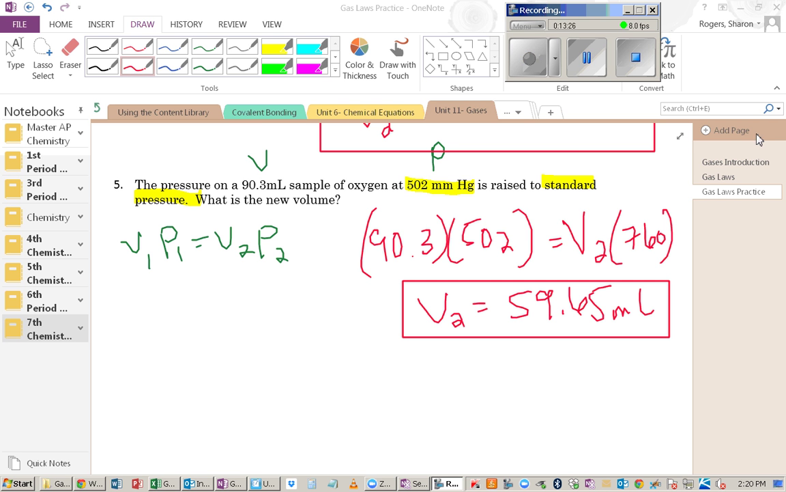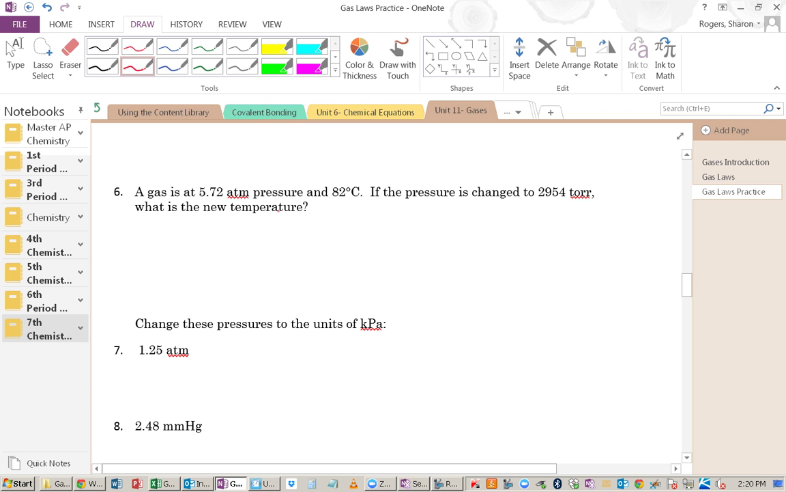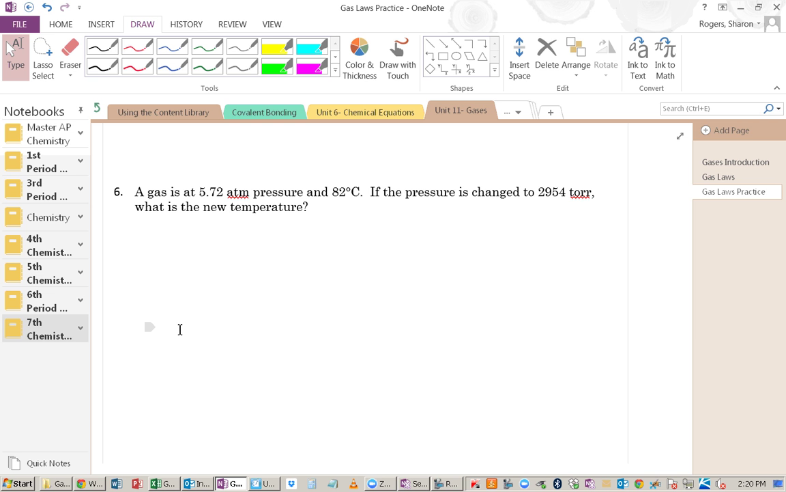All right, number 6. The gas is at 5.72 atm, 82 degrees Celsius. The pressure is changed to 2954 torr. What is the new temperature? Okay, so what 2 variables are being changed here? Pressure and temperature. Good. So that corresponds to pressure, temperature, Gay-Lussac's law.